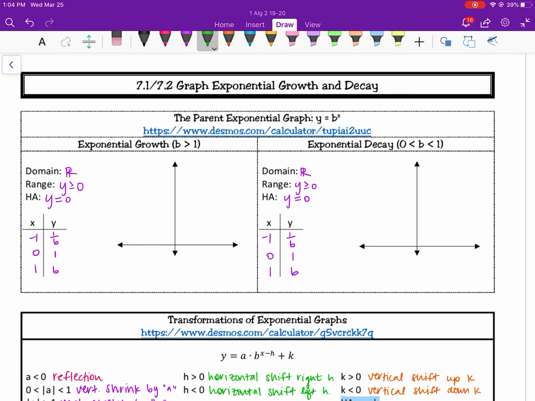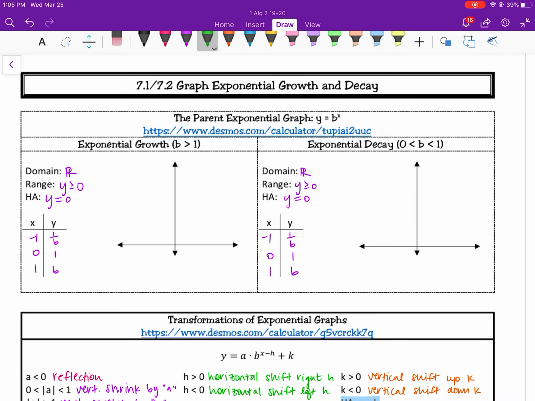Ladies, we are going to jump right into chapter 7. Chapter 7 is all about exponential functions, so they have exponents. And later on, we'll talk about functions that will undo exponential functions, right? Multiplication will undo division. Something has to undo exponents.